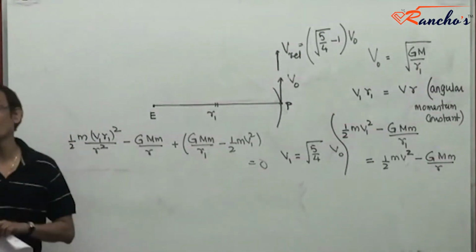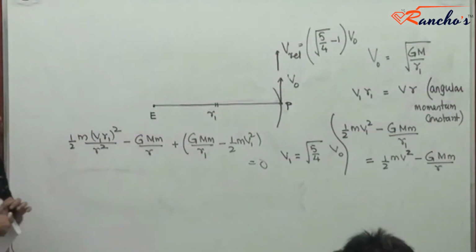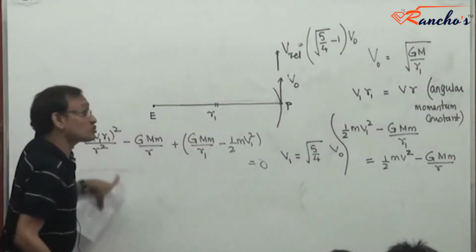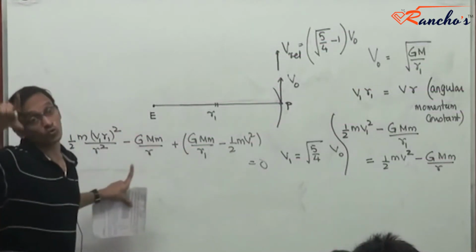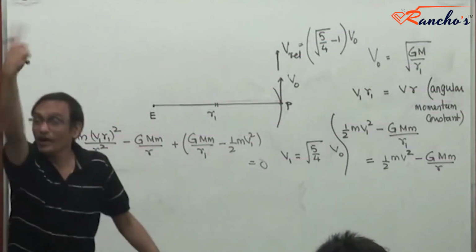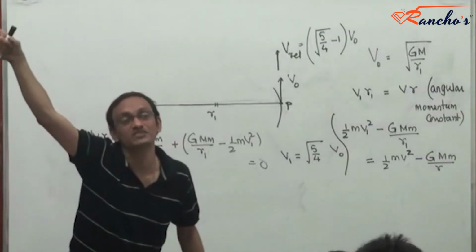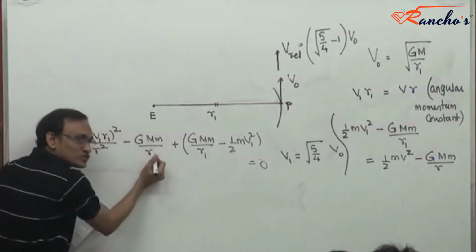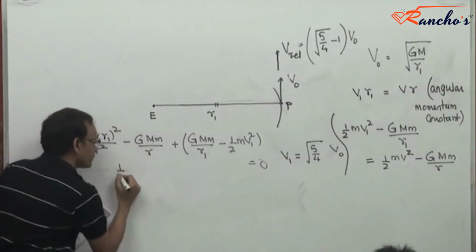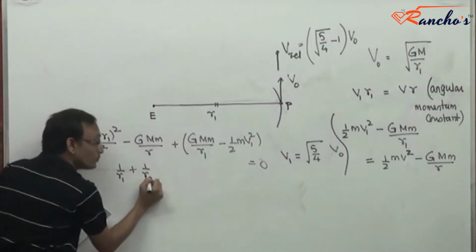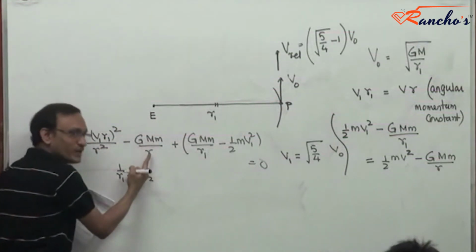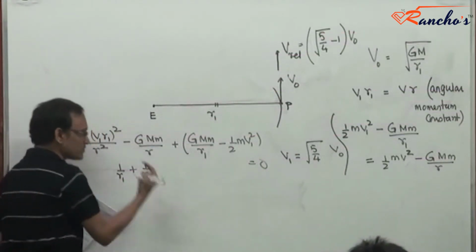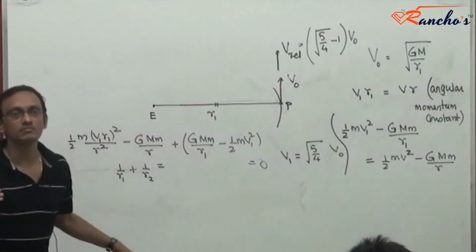This r would correspond to r closest and r farthest. Do you realize that it's a quadratic in r? In fact, it's a quadratic in 1 by r. You could look upon this as a quadratic in 1 by r, one of whose roots is 1 by r1, the closest point, right? So the sum of the roots of this quadratic would be 1 by R1 plus 1 by R2. R1 for sure is one of the roots, which is the closest point. R2 is what we are seeking. 1 by R1 plus 1 by R2 equals minus B by A.